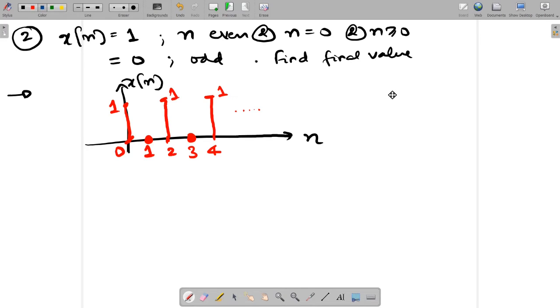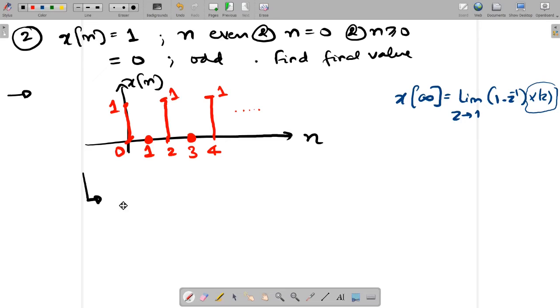So I need to find the final value. What is the formula of final value? X of infinity is equal to limit z tends to 1, 1 minus z inverse x of z. Okay. So I need to find out x of z first of all. So how do I find x of z from this? I will say x of z is summation n is equal to 0 to infinity, because it starts from 0, x of n, z to the power minus n.